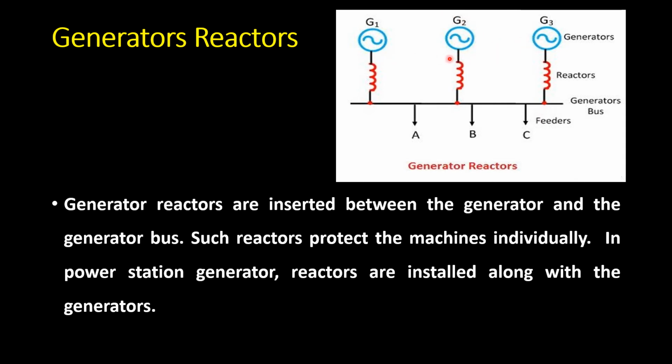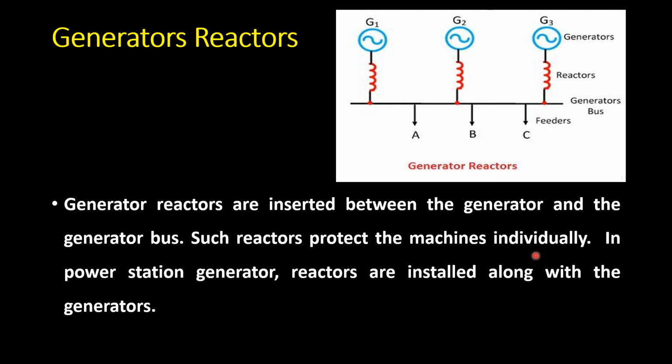Depending upon the number of generators, you need to insert reactors, because with each unit of generator you need one separate reactor, or you can say generator reactor is connected in series with generator. So depending upon the number of generators, you need to insert reactors with it. Such reactors protect the machine individually.